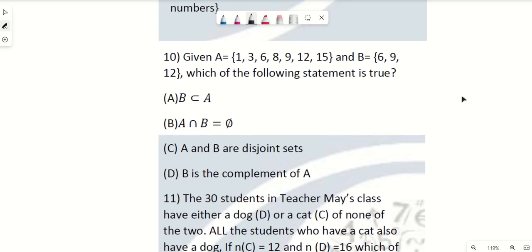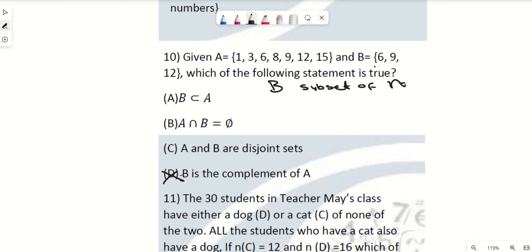Then they said number 10, given that A is 2, 3, 6, 8, 9, 12, 15, and B is 6, 9, 12. Now, as soon as you read that, we look at all the elements in B. 6, 9, 12 is also in A. So the first thing that's supposed to enter your head is B is a subset of A. If we look at this, let's go through all. B is a complement of A. That is, complement means everything outside of B is found in A. That is not true because they have stuff in common.